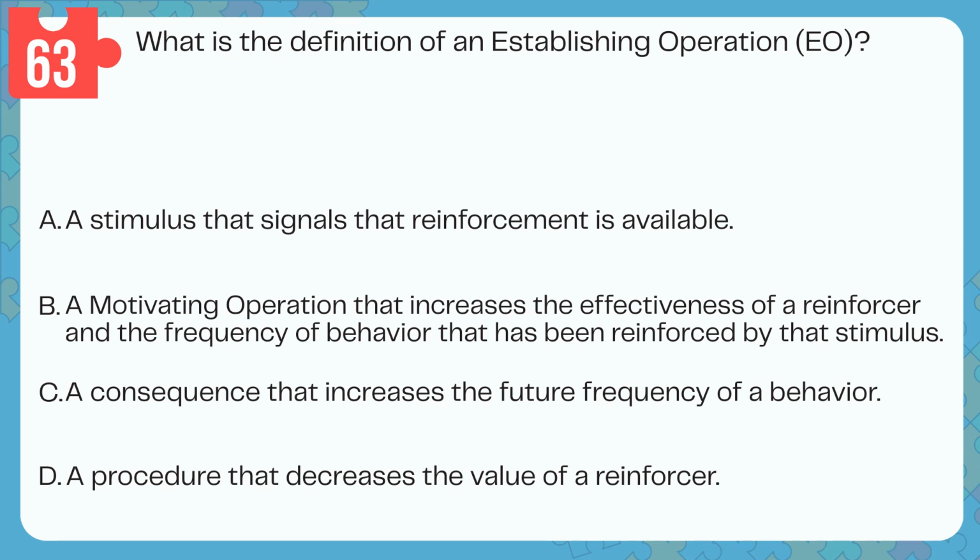Question 63. What is the definition of an establishing operation, EO? A. A stimulus that signals that reinforcement is available. B. A motivating operation that increases the effectiveness of a reinforcer and the frequency of behavior that has been reinforced by that stimulus. C. A consequence that increases the future frequency of a behavior. D. A procedure that decreases the value of a reinforcer.